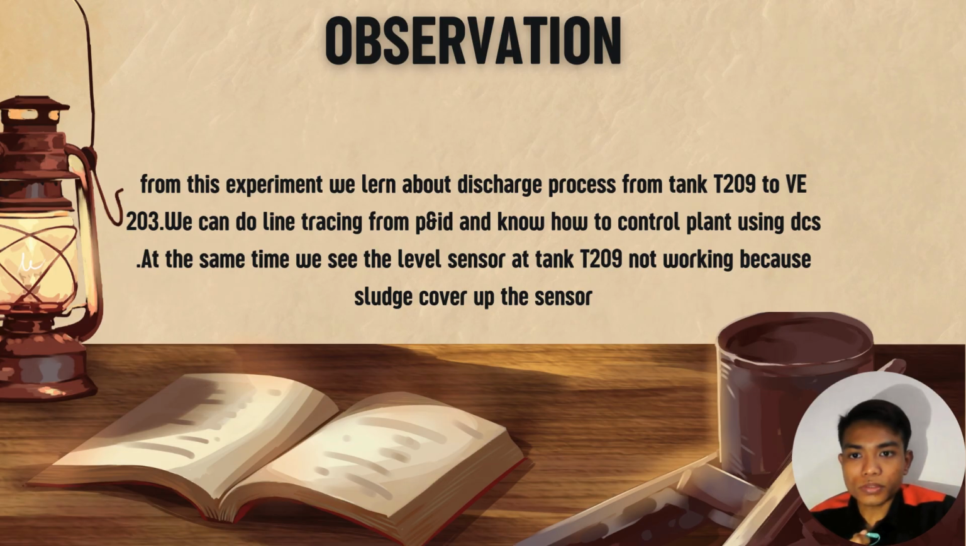Okay, for the observation from the experiment, we learned about the discharge process from tank T209 to VE203. We can do line tracking from the P&ID and know how to control the plant using the DCS. At the same time, we saw that the level sensor at tank T209 was not working because sludge covered up the sensor.